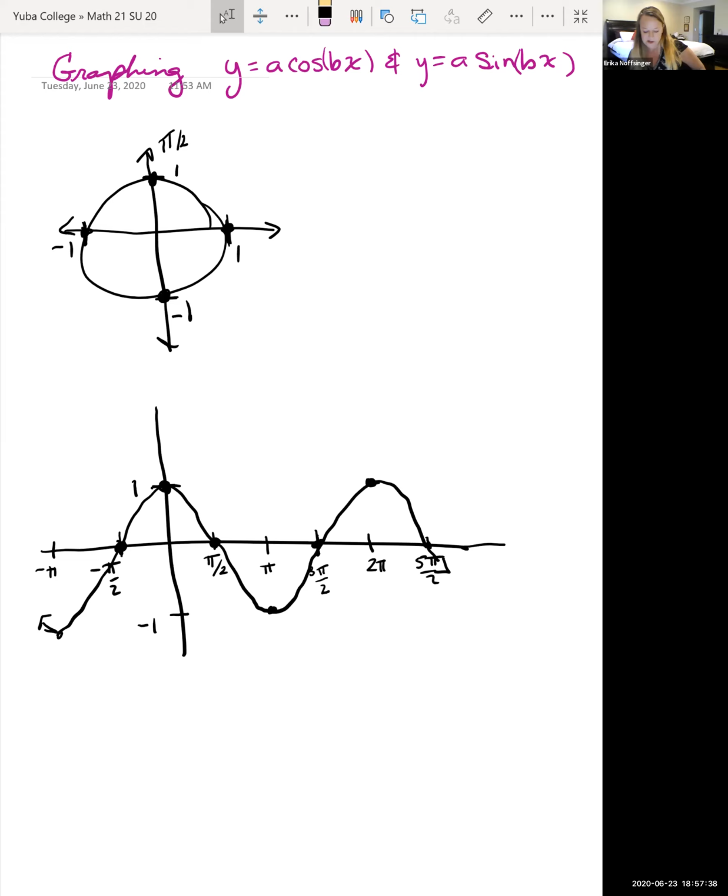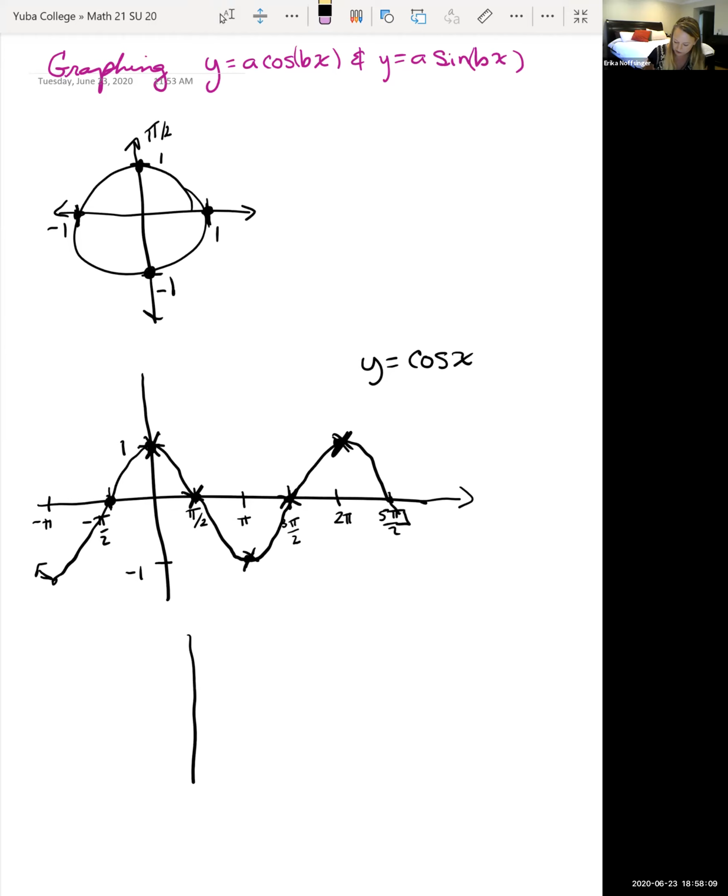Okay, so notice that we have some important points in here. And if we can do this with any of our trig functions, it's going to make our life really, really easy to graph. So this right here is the graph of y equals cosine. So we can get that general idea of what the graph would look like for sine.